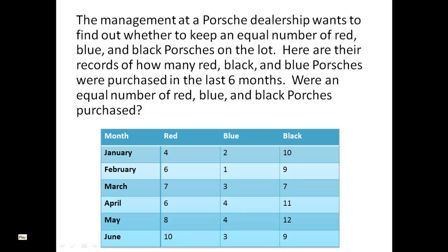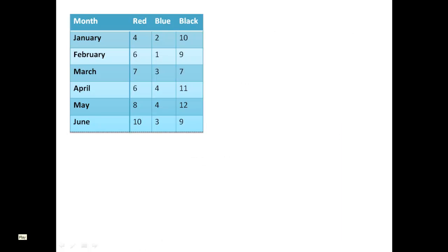If you look at the data, you can see, for example, that only one person bought a blue Porsche in February, and in April, 11 people bought black Porsches. So here's the data, and before we start actually calculating anything, we need to think about what the null and alternative hypotheses are.